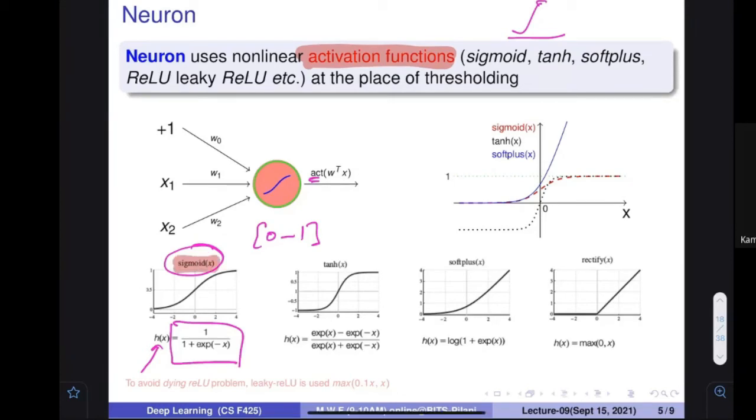Sometimes we need the output in the -1 to +1 range, because the two classes are -1 and +1. In that particular case, we can use another function called tanh: e to the power x minus e to the power minus x upon e to the power x plus e to the power minus x. Another function. So we can utilize tanh in this particular position.